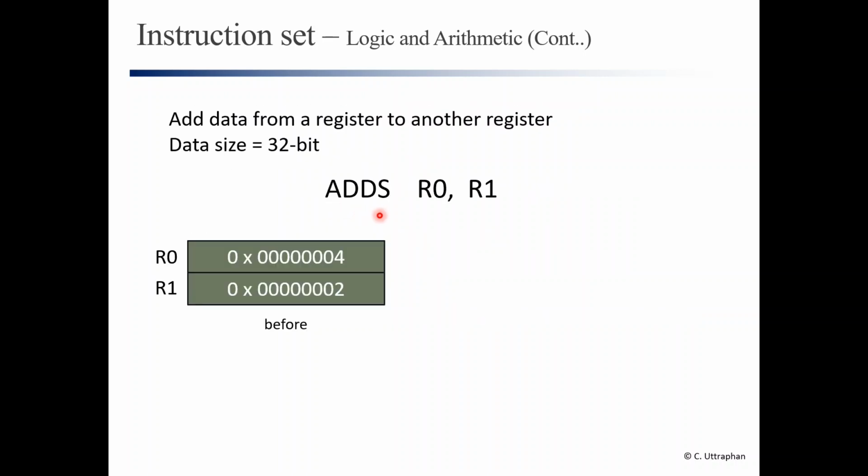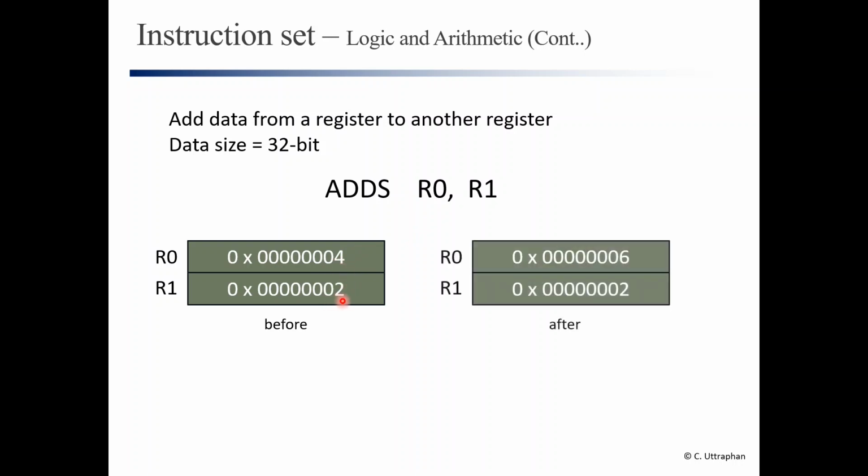Now, let's look at the first example for the ADD instruction. This instruction uses format 1, where we have only 2 operands. R0 is the destination and R1 is the source operand. For this instruction, the content of R1 will be added with the content of R0, and the result will be saved in R0. Assume that initially R0 contains hex 4 and R1 contains hex 2. Therefore, after the microprocessor executes the instruction, we will have hex 6, which is 4 plus 2, in R0.